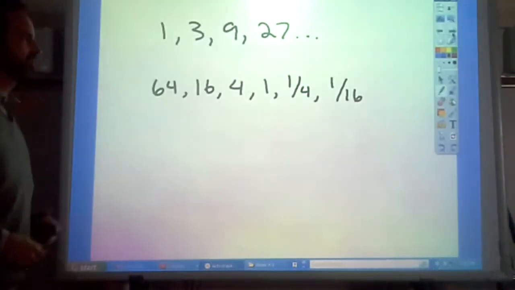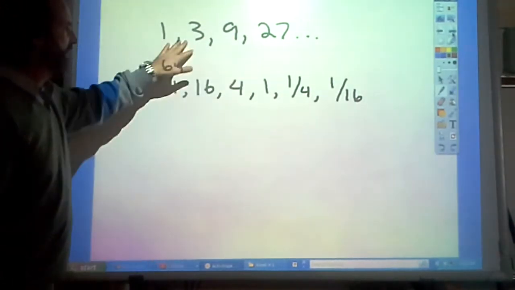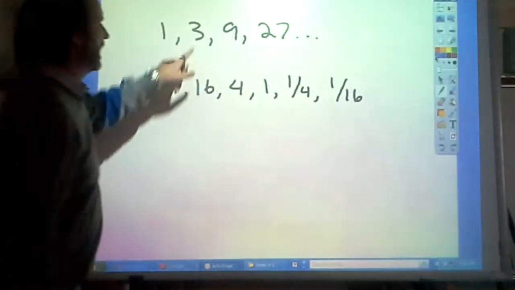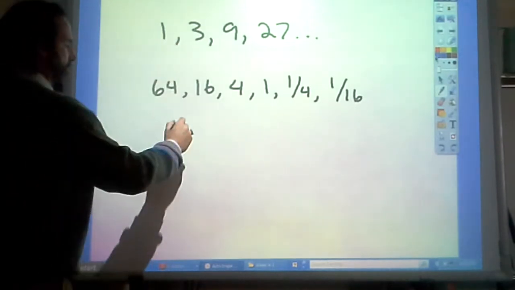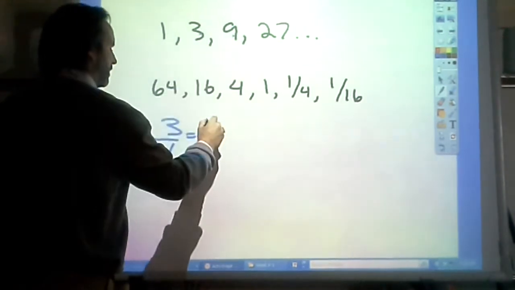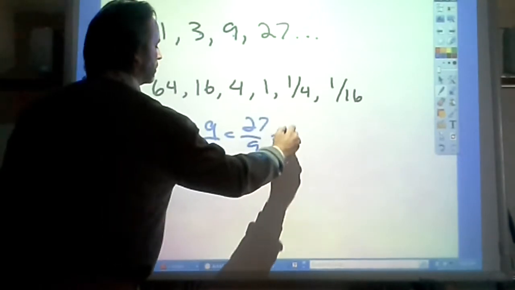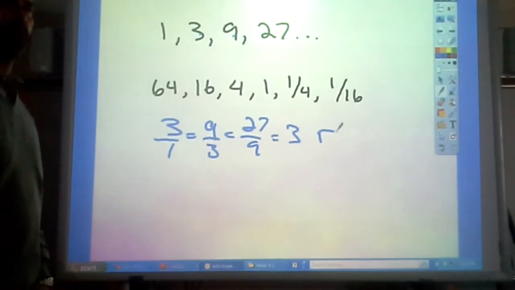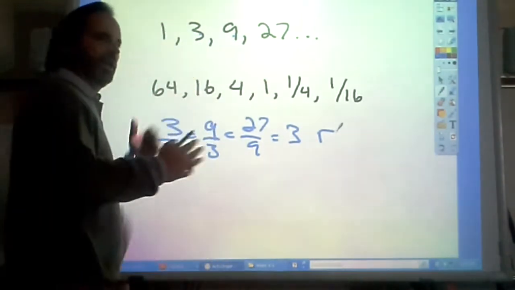Here's two geometric sequences. 1, 3, 9, 27. What's this factor? Well, let's take a sub n divided by a sub n minus 1, the preceding term. 3 divided by 1 equals 9 divided by 3 equals 27 divided by 9 equals 3. That's my common ratio. So that's a geometric sequence. All the numbers are related by a common ratio.